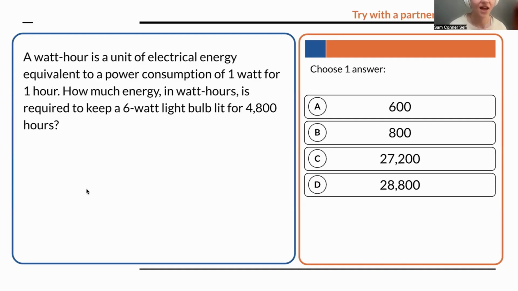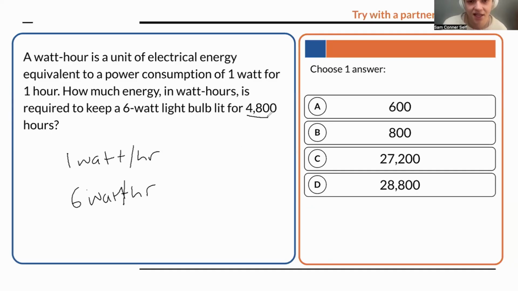So, a watt hour is a unit of electrical energy equivalent to a power consumption of 1 watt for 1 hour. About how much energy in watt hours is required to keep a 6-watt light bulb lit for 4,800 hours. So, all right. So it's 1 watt per hour. And then they tell us that it's a 6-watt light bulb. So what that means is that for every hour, this light bulb is going to need 6 watts of electricity to power it.